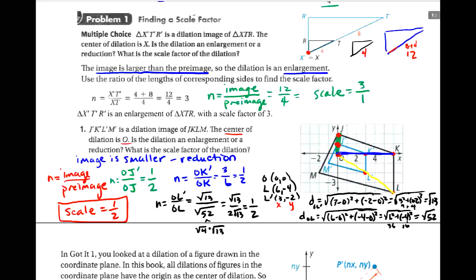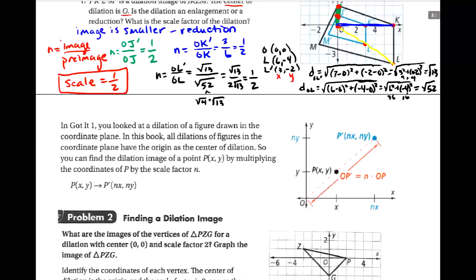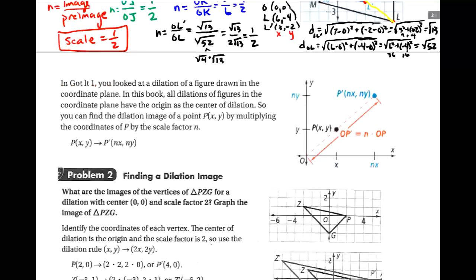We have a reduction with a scale of 1/2. Our image is 1/2 of the original. All right, well, that was fun. We do enjoy the distance formula.